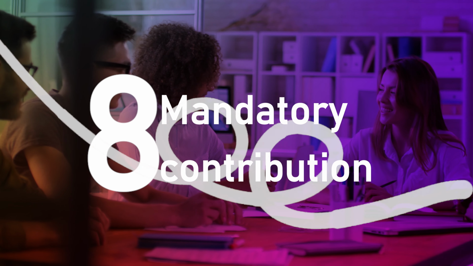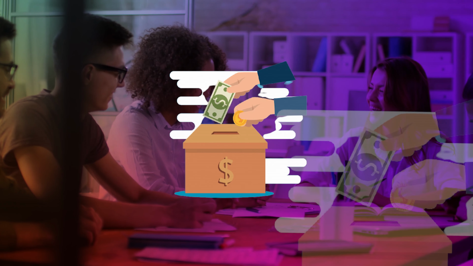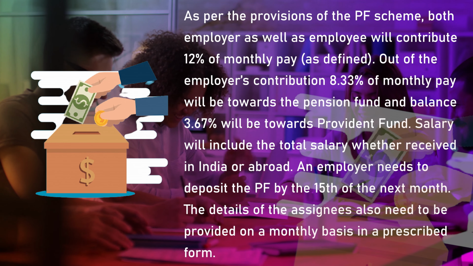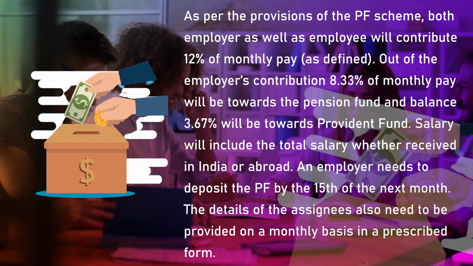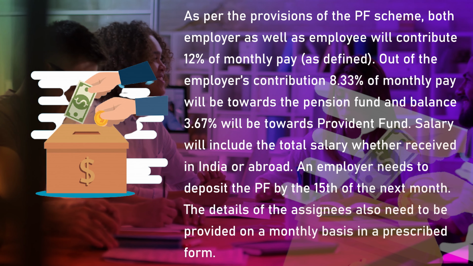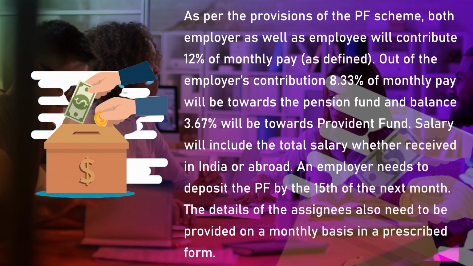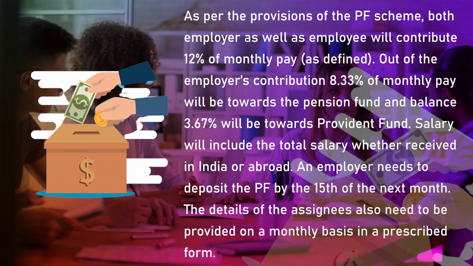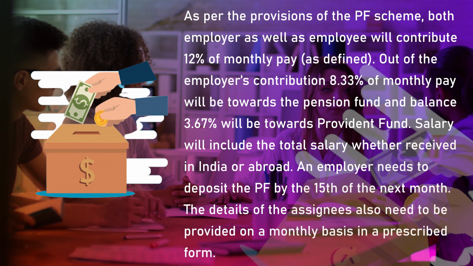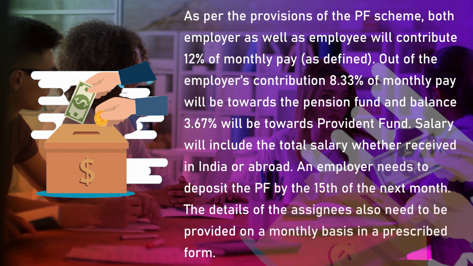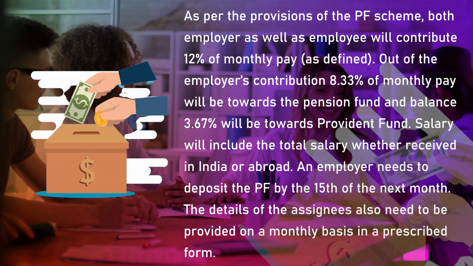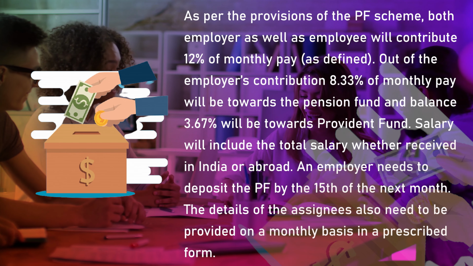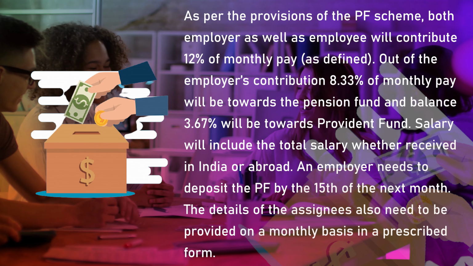8. Mandatory contribution. As per the provisions of the PF scheme, both employer as well as employee will contribute 12% of monthly pay, as defined. Out of the employer's contribution, 8.33% of monthly pay will be towards the pension fund and the balance 3.67% will be towards provident fund. Salary will include the total salary, whether received in India or abroad. An employer needs to deposit the PF by the 15th of the next month. The details of the assignees also need to be provided on a monthly basis in a prescribed form.